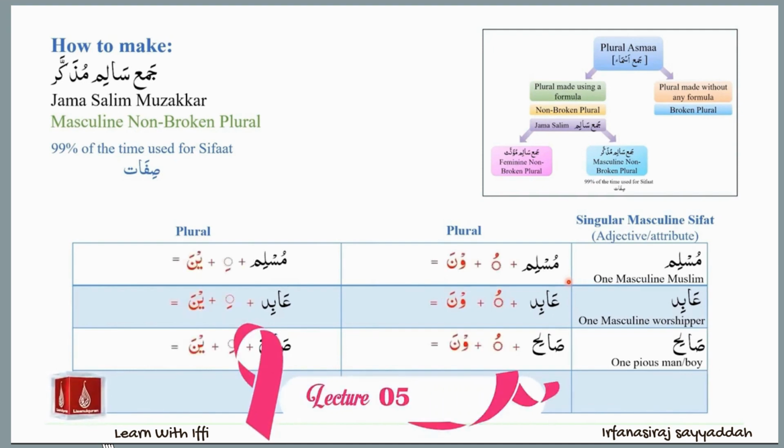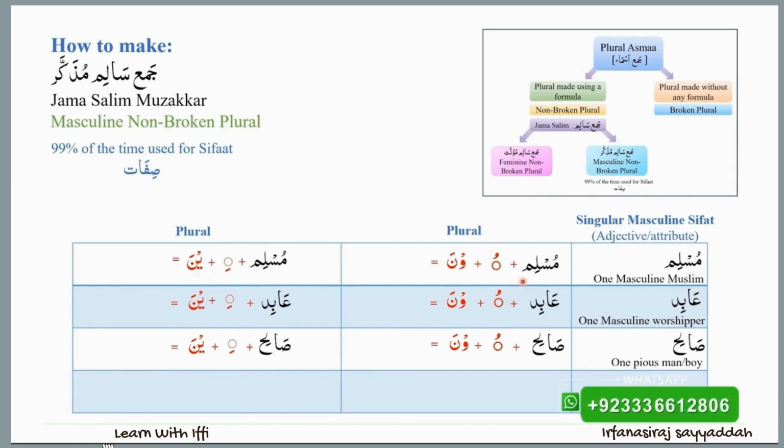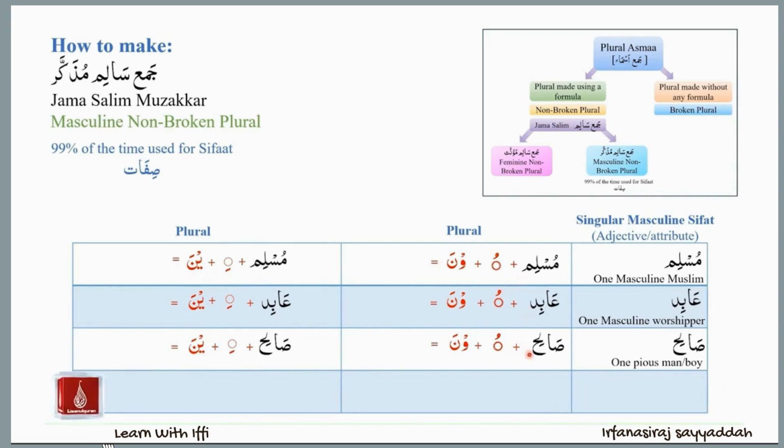These are as follows. Taking the example of Muslim, we will either add a pesh on the last alphabet followed by waw and noon zabar, or we will add a zair on the last alphabet followed by ya and noon zabar. We will do the same for Muslim, for Abid, and for Saleh. For example, for Saleh, we will either add a pesh on the last alphabet followed by waw and noon zabar, or we will add a zair on the last alphabet followed by ya and noon zabar.